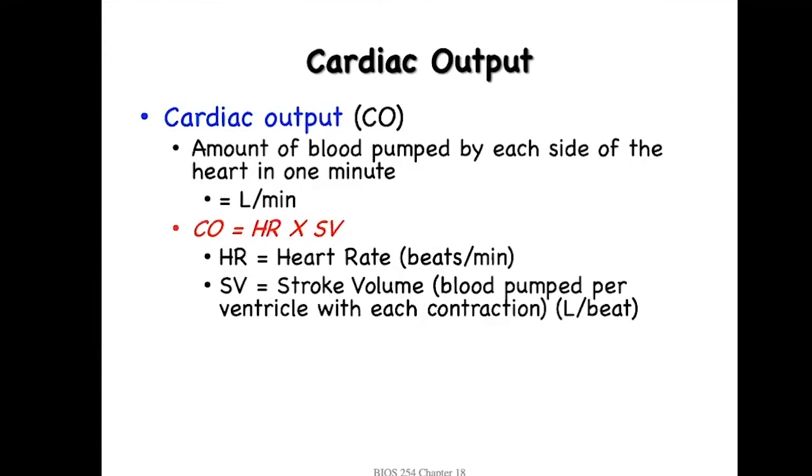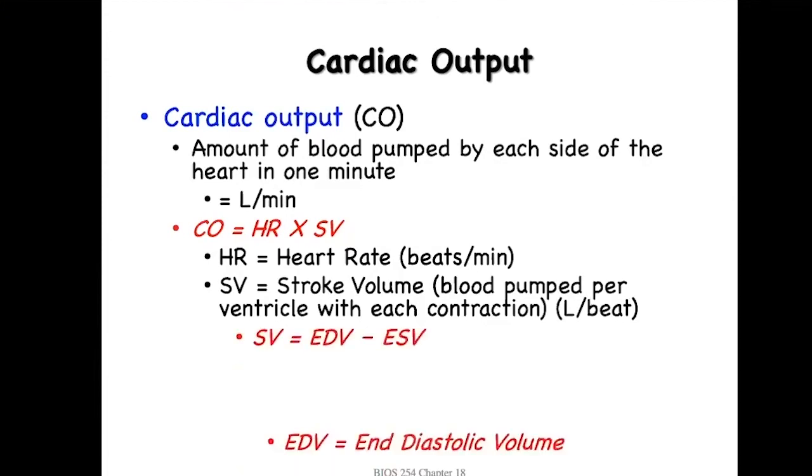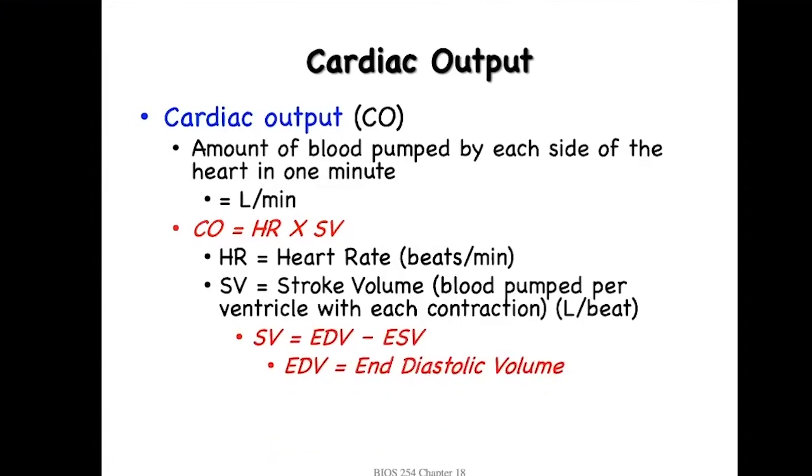Let's look at stroke volume in more detail. Stroke volume is actually equal to end diastolic volume minus end systolic volume. So what is end diastolic volume? Remember, diastole is when the muscle is relaxing. End diastolic volume is the amount of blood that is in the ventricles prior to their contraction. So how much blood do you have in the ventricles right before systole? That's your end diastolic volume.